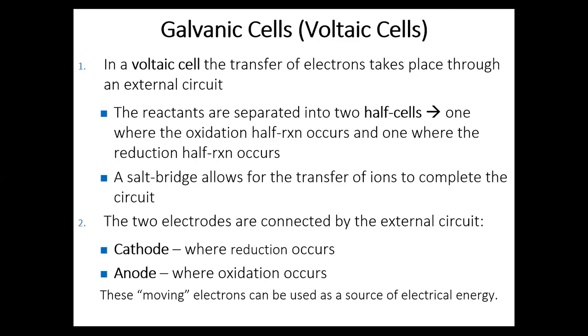So when we complete the circuit, we have two electrodes, and the moving electrons can be used as a source of electricity. From the oxidation at the anode, the electrons go towards the cathode, where the reduction happens. This movement of electrons can generate electrical energy.